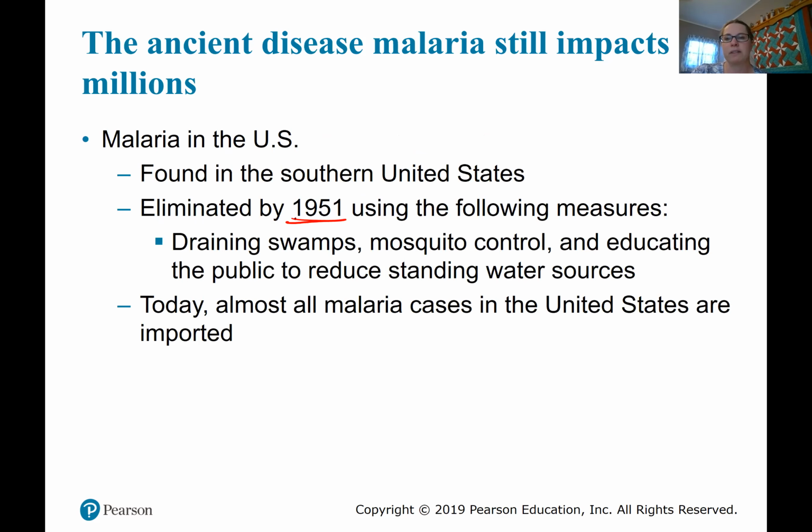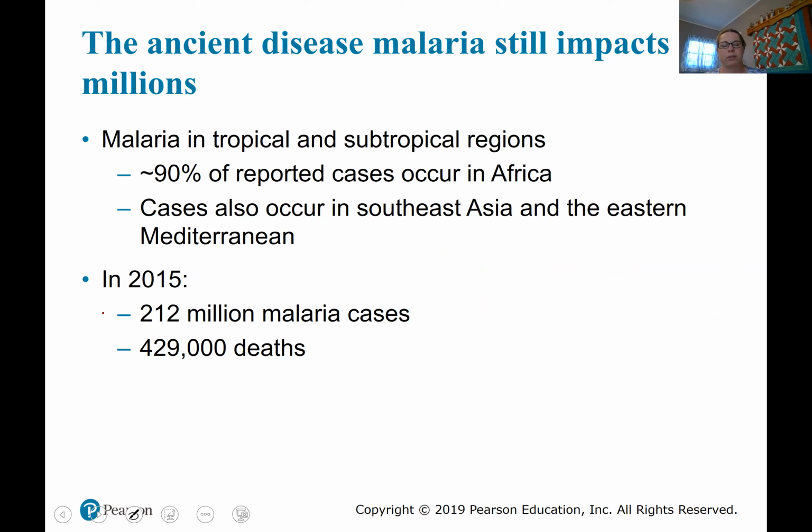But in the 1950s, and maybe even a little earlier, there were measures taken to drain areas that had standing water and certain swamps, and doing mosquito control and educating the public to control mosquitoes. And now pretty much in the US, malaria is brought in from somewhere else. It's an imported case. Most of the cases of malaria occur in Africa, but it can occur in Southeast Asia or the eastern part of the Mediterranean.